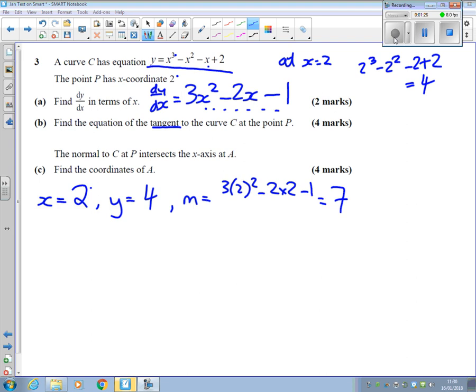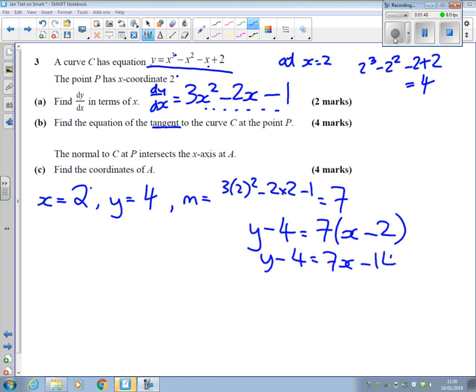And the tangent, just like the first question, is a straight line. Y take away the y number equals gradient x take away the x number. I think I'll just multiply out the 7, 7x take away 14, and then we'll add the 4 to both sides. 7x take away 10. 4 marks for that.